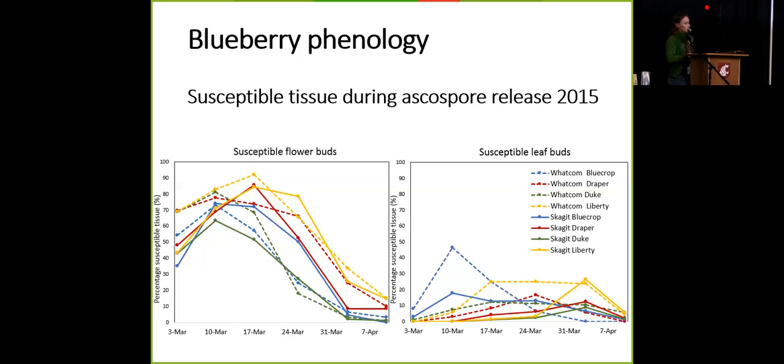Looking at the leaf buds, there was a lot of variation observed, but between the 4 cultivars, Blue Crop had most of its susceptible leaf buds available earlier in the season compared to the other cultivars.